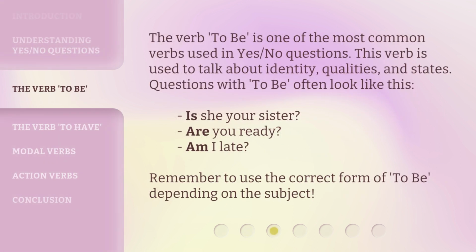The verb to be is one of the most common verbs used in yes, no questions. This verb is used to talk about identity, qualities, and states. Questions with to be often look like this. Is she your sister? Are you ready? Am I late? Remember to use the correct form of to be, depending on the subject.